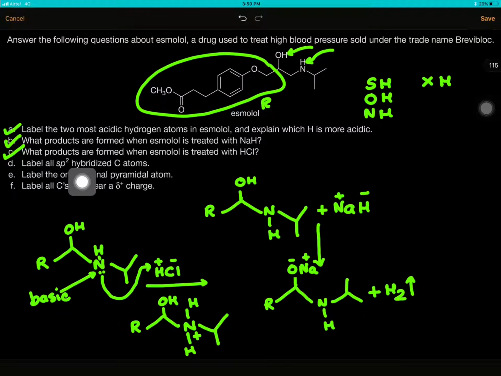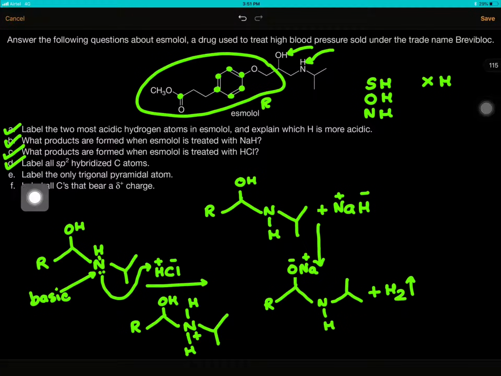label all sp2 hybridized carbon atoms. So what are the sp2 hybridized carbon atoms in esmolol? This is an sp2 hybridized carbon atom, and all the carbon atoms of this benzene ring are sp2 hybridized, and they are trigonal planar basically. So they are 1, 2, 3, 4, 5, 6, 7. These 7 are the sp2 hybridized carbon atoms.